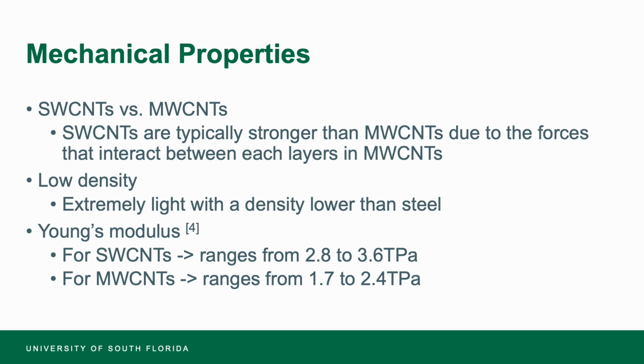This basically just means that in multi-wall CNTs, as I stated earlier, they experience van der Waals forces, which tends to decrease their strength. Both single-wall and multi-wall CNTs are extremely light with a density lower than steel. And for the Young's modulus, for single-wall CNTs, it ranges from 2.8 to 3.6 TPa, and for multi-wall CNTs, it could range from 1.7 to 2.4 TPa.